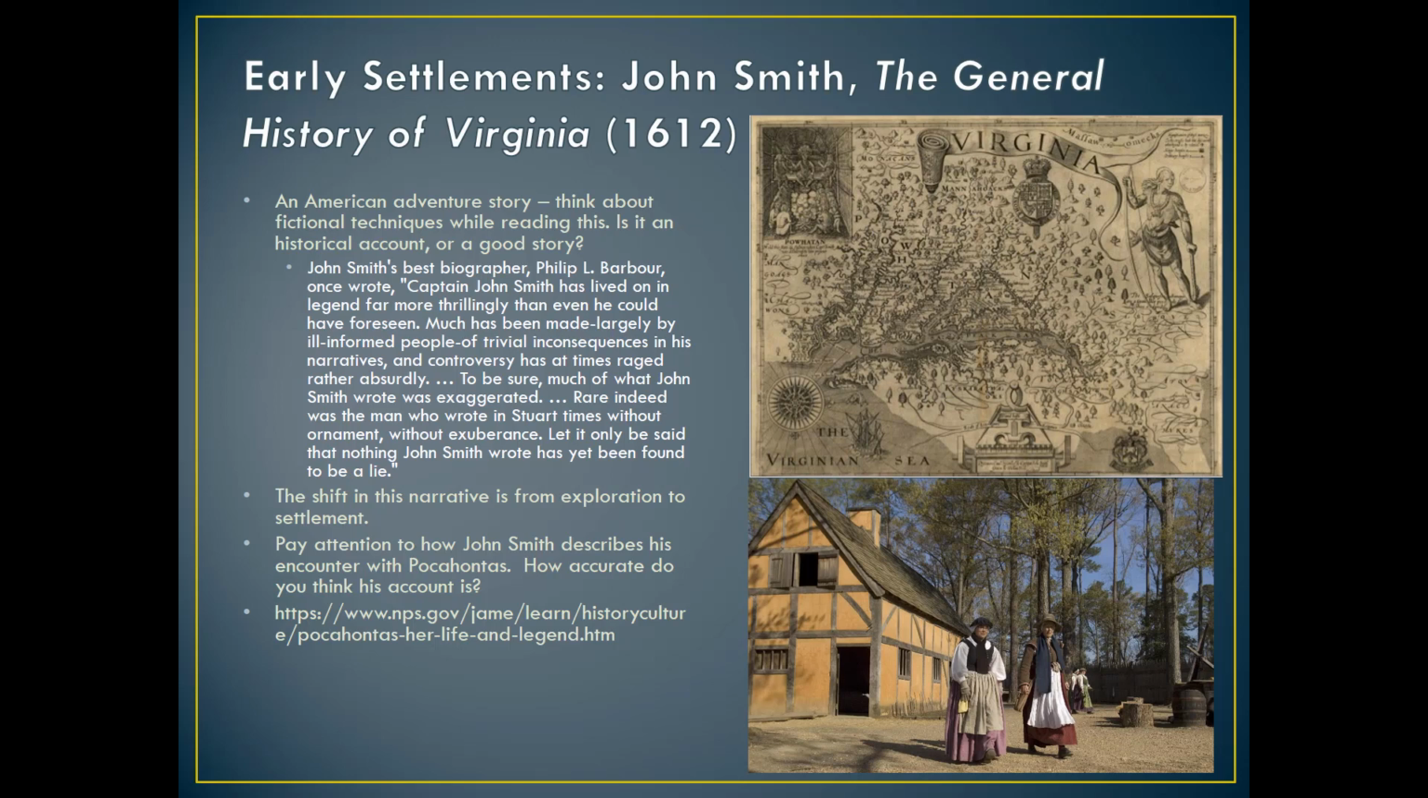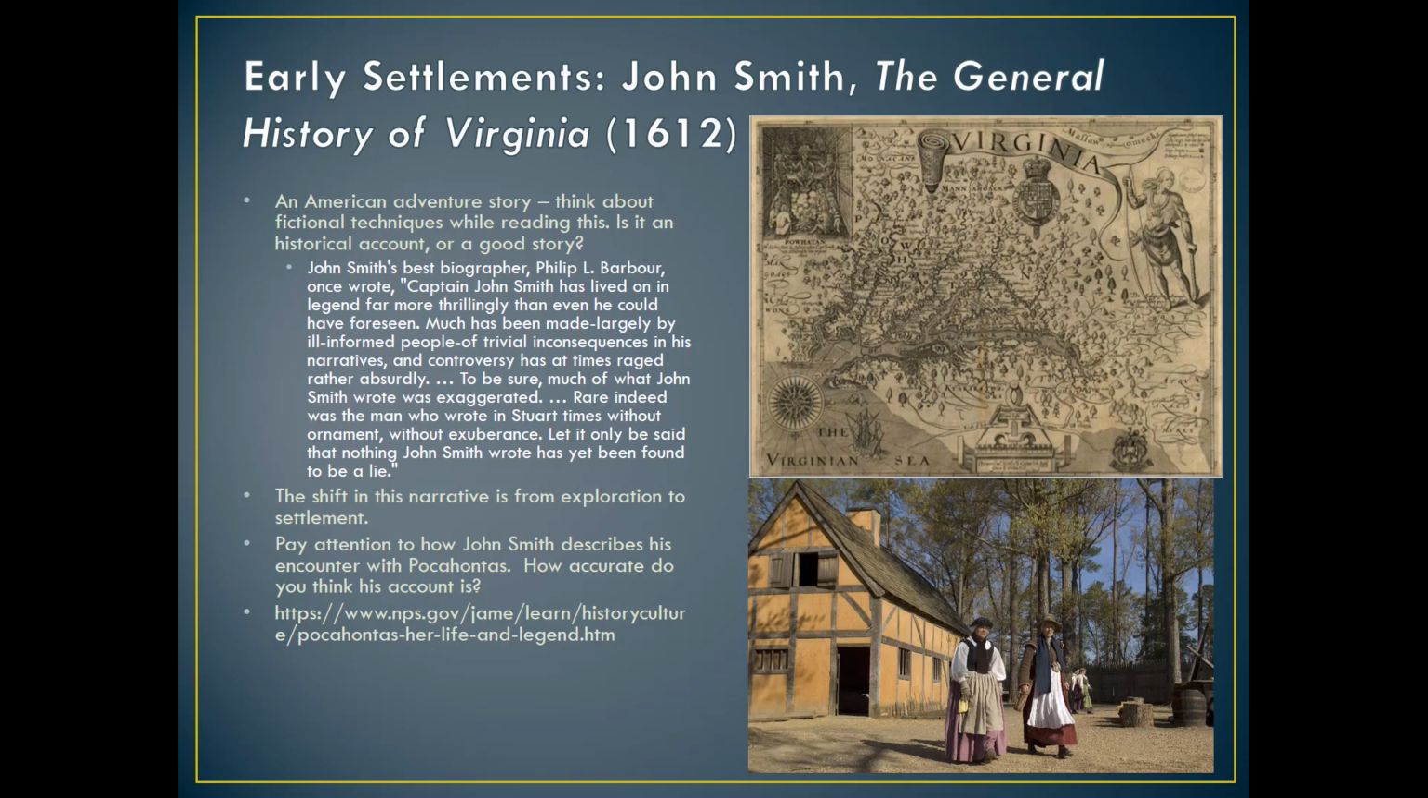What's important also to note in this particular piece of literature is the shift in this narrative from exploration to settlement. So unlike Cabeza de Vaca, who was exploring, right? John Smith is settling. He has come to set up a settlement and to make money for England.